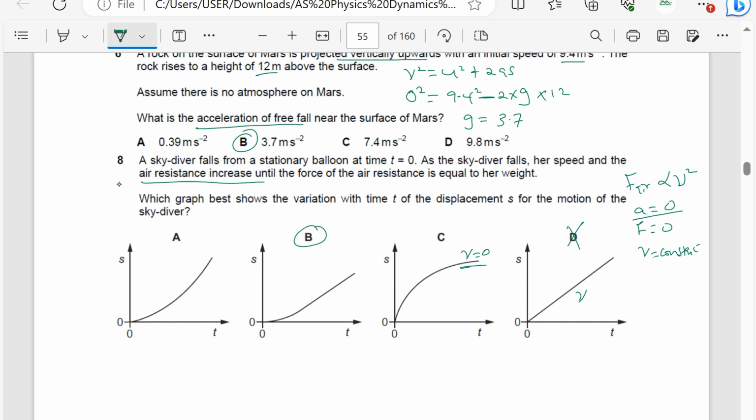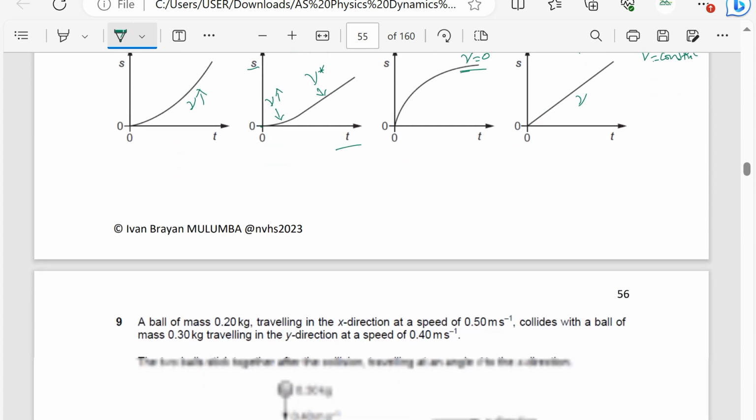B is correct because it is showing that the gradient increases at this point, which means v increases, and at this point here, v becomes constant. So the answer is B. A is wrong because it shows that the gradient is just increasing, which means v is increasing indefinitely. Yet when the weight equals the air resistance, the resultant force will be 0 and the velocity becomes constant, so it becomes a straight line on a displacement-time graph. So the answer is B.